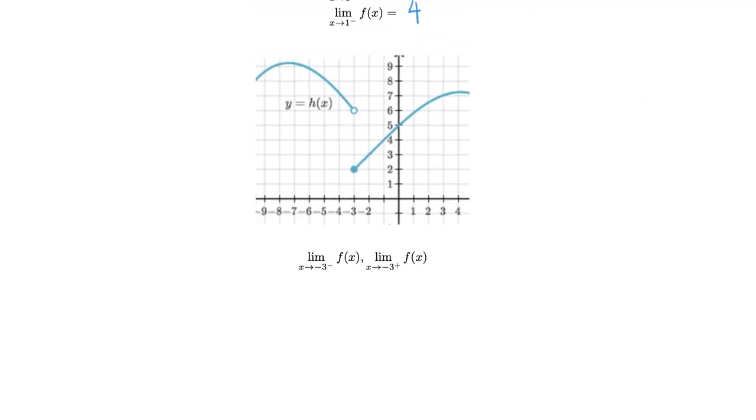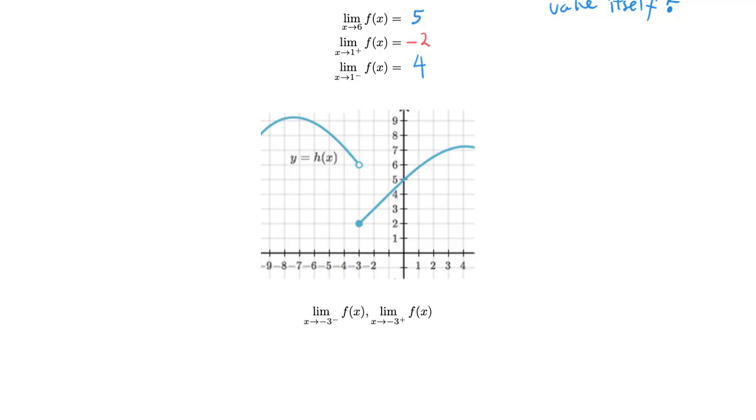Here we have some more examples. This is just, again, really obvious. As it approaches -3 from the left-hand side, it becomes 6. And as it approaches from the positive side, it is 2.